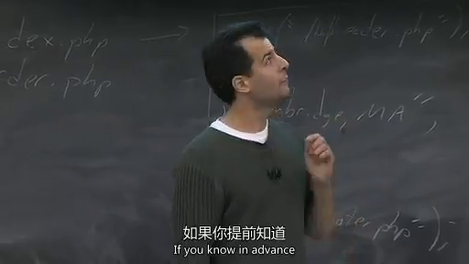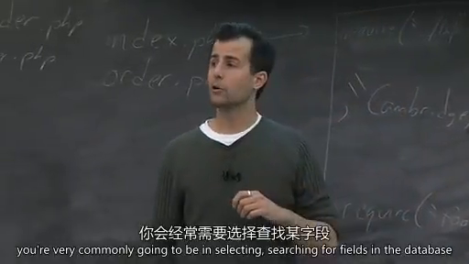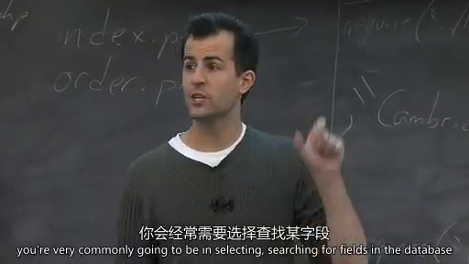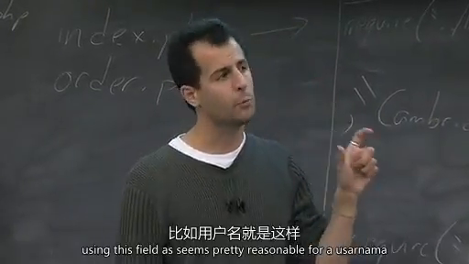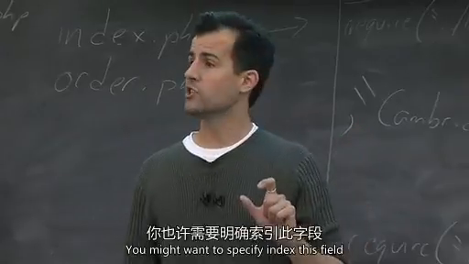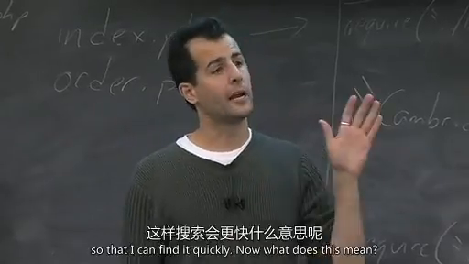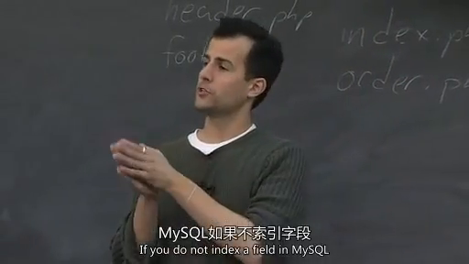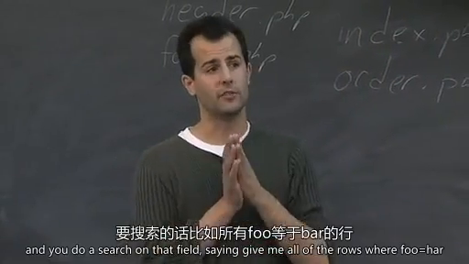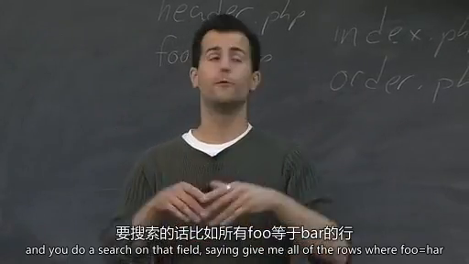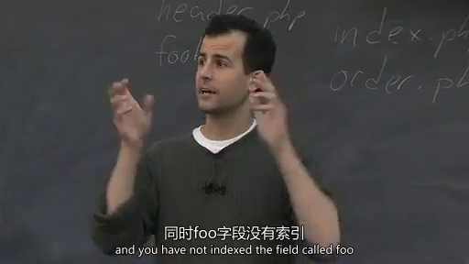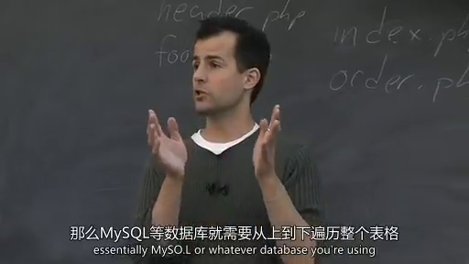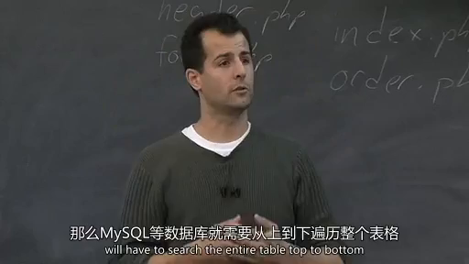Now, what does this mean? If you know in advance that you're very commonly going to be searching for fields in this database using this field, as seems pretty reasonable for a username, you might want to specify index this field so that I can find it quickly. Now, what does this mean? If you do not index a field in MySQL and you do a search on that field saying, give me all of the rows where foo equals bar, and you have not indexed the field called foo, essentially MySQL or whatever database you're using will have to search the entire table, top to bottom.